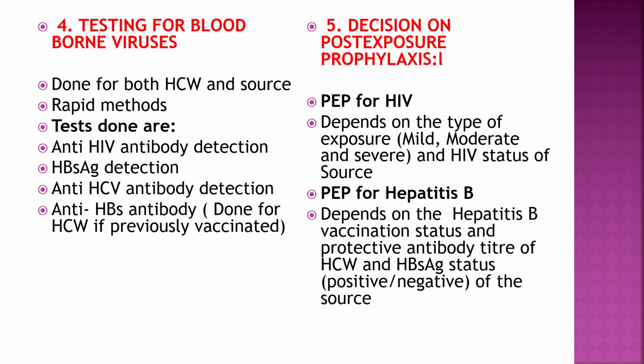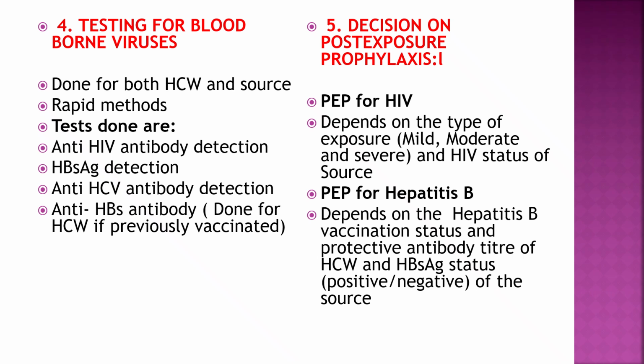Then fourth is testing for bloodborne viruses, done for both the healthcare worker and the patient, that is the source. It should be done by rapid methods. The tests done are anti-HIV antibody detection, usually by tri-dot method, then hepatitis B antigen detection test, then anti-HCV antibody detection. Anti-HBs antibody is done for the healthcare worker if previously vaccinated.